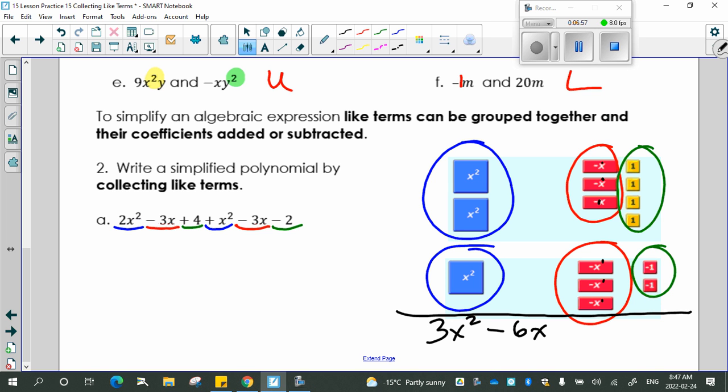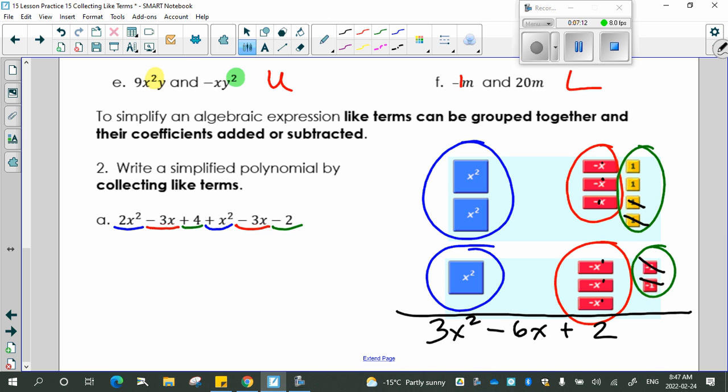And then how about ones? We've got 4 positive ones and 2 negative ones. Right, so we have a 0 pair here and a 0 pair here, and we're left with positive 2. So just by looking at the picture, that's what we would expect to get.